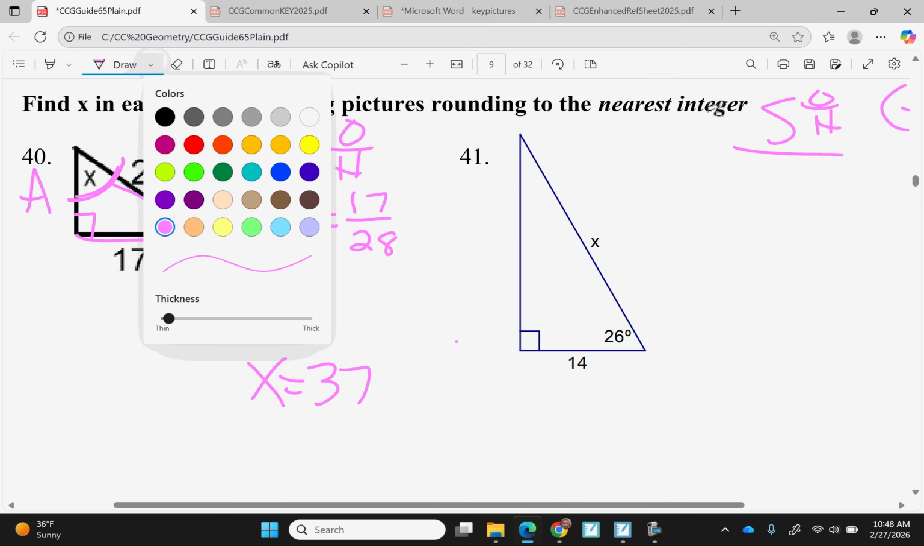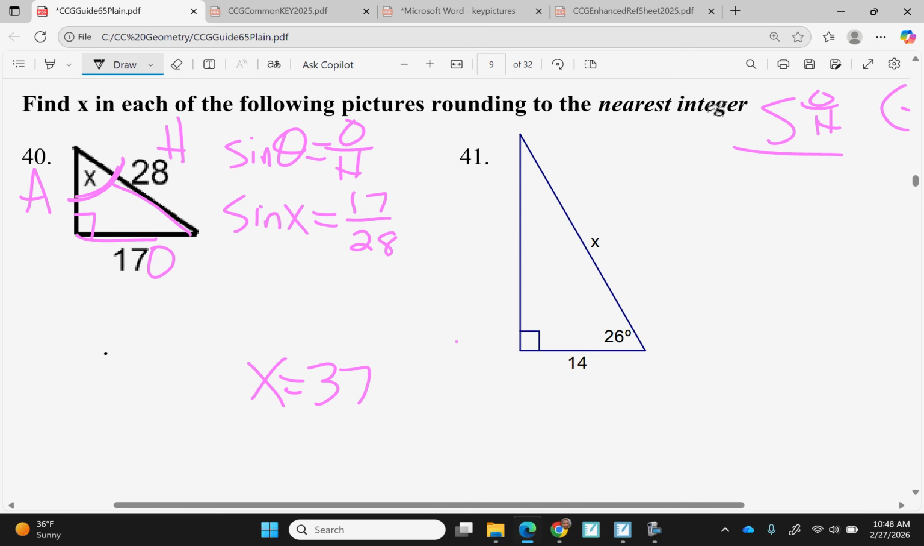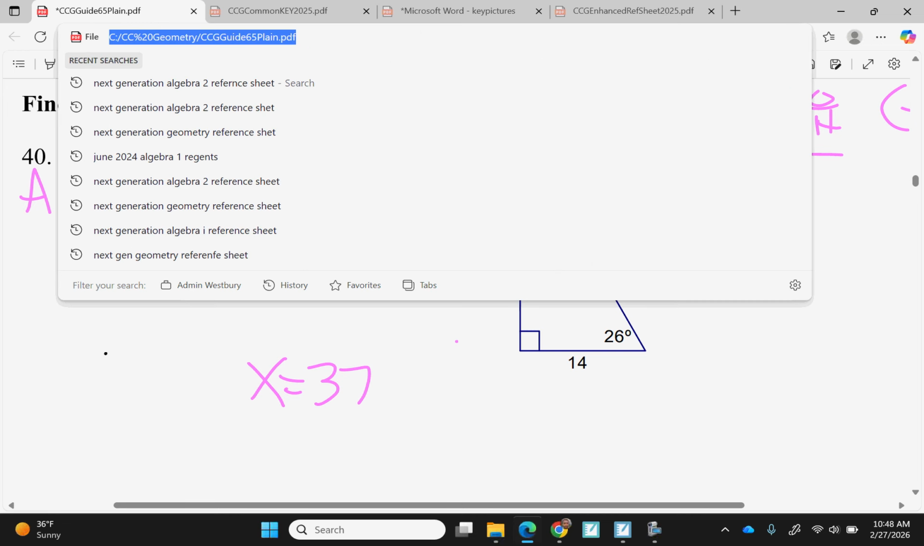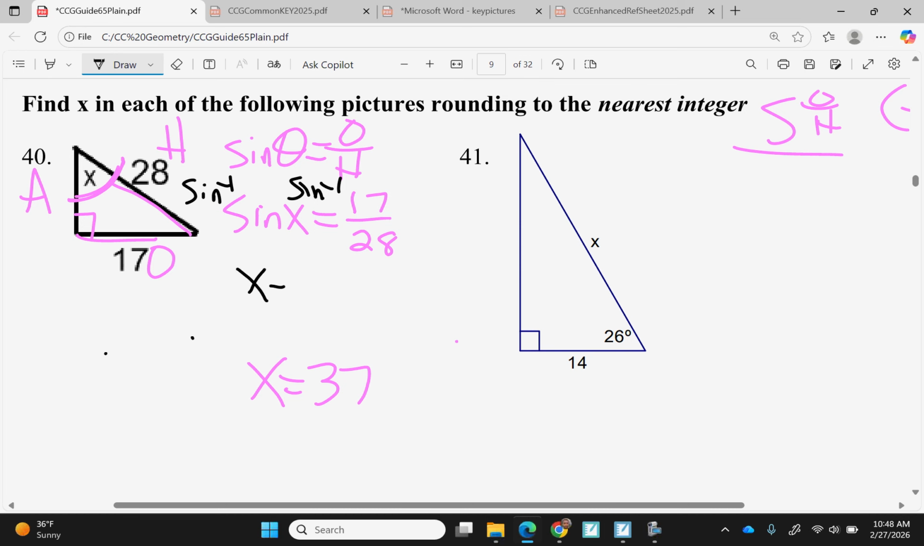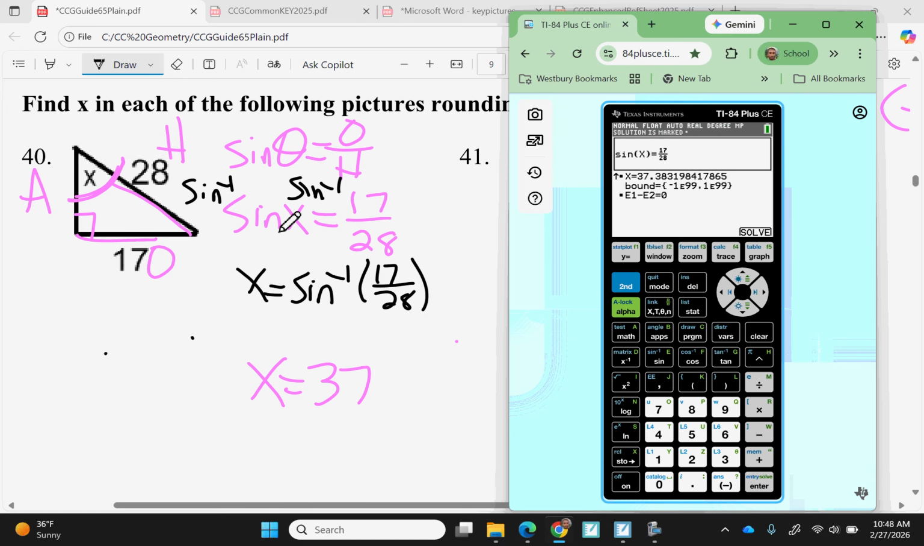Now, ideally, you know how to do it. When you're trying to find the angle, to get rid of sine, I do inverse sine. So it would be great for you to do this, but not 100% necessary. Inverse sine of 17 over 28. Again, to get out of here, second quit, which is right next to the second button. So I hit second sine for inverse sine, 17 over 28, and I'll get that same value, 37.